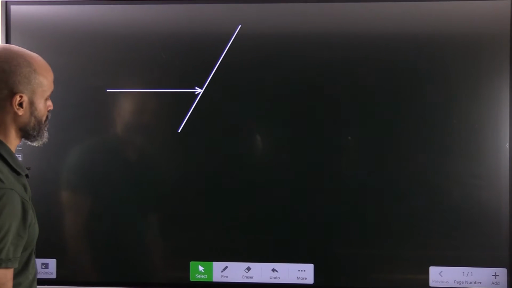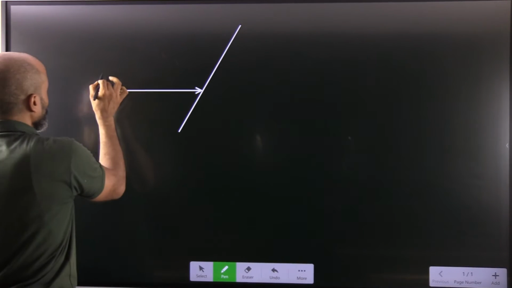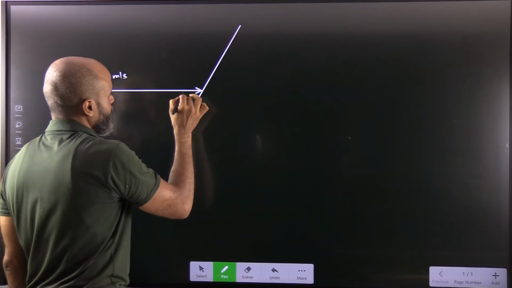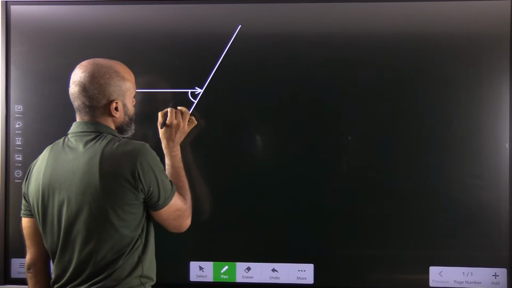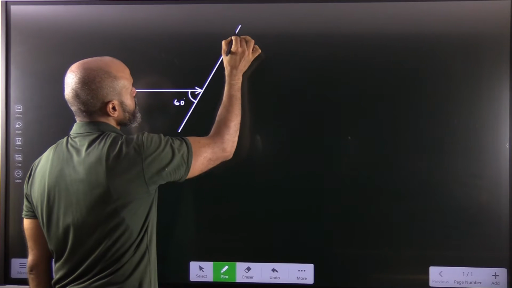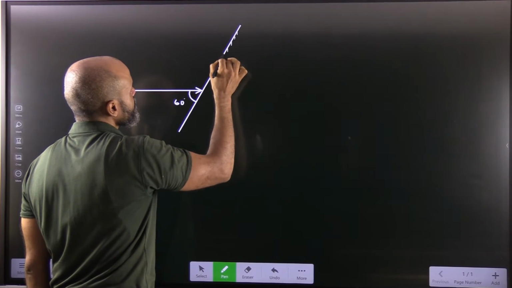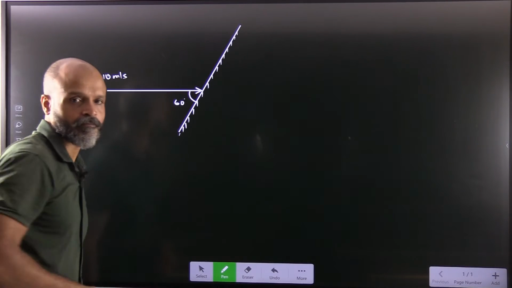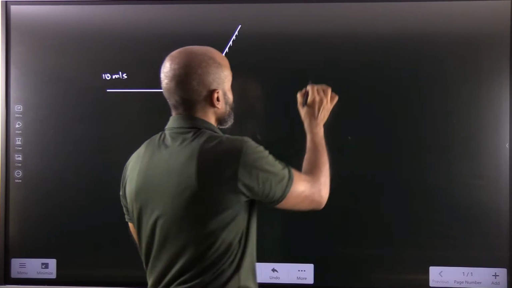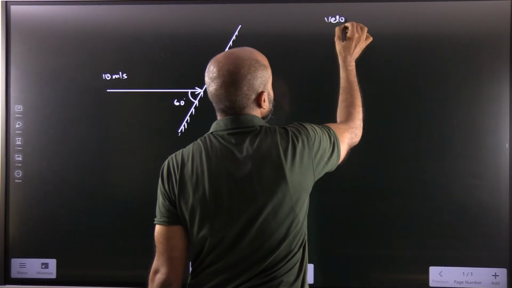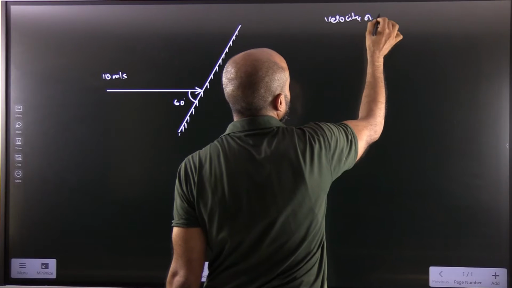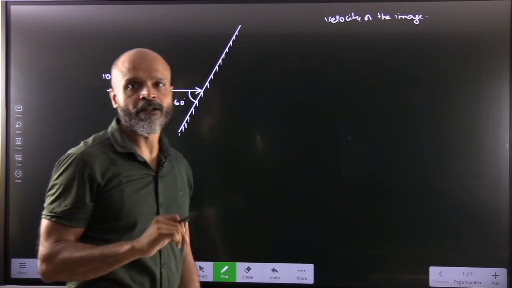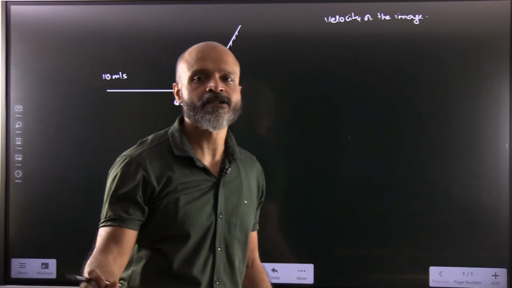This is the object which is basically moving at a speed of, let's say, 10 meter per second, and with the plane mirror it is making an angle of 60 degrees. So let's say this is the reflecting surface of the mirror. What we need to find out is the velocity of the image. Now, as I said, there is no standard form.